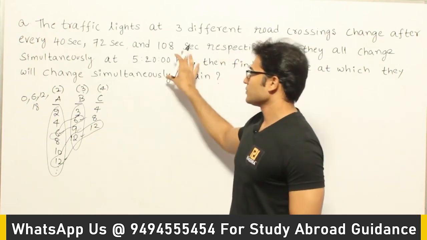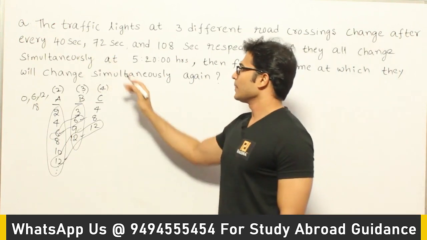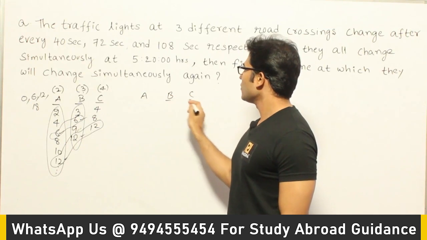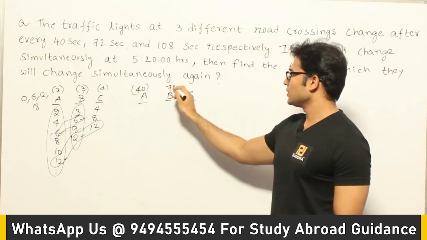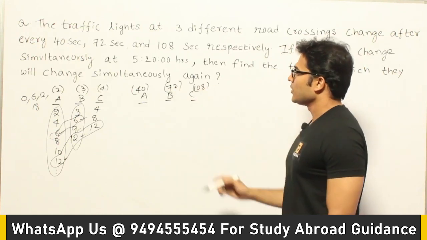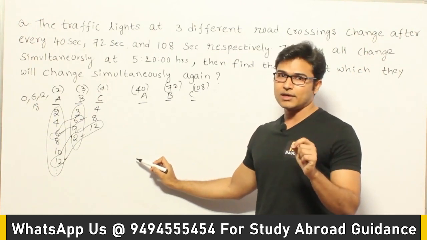So in order to solve such questions, you are supposed to find all the multiples of each one. In this case, they are saying that there are 3 lights which are A, B and C. Now how to solve it? The time period for this one is 40, the time period for this one is 72, this one is 108, right? Now you have to find all the multiples of 40, that is when it is going to be red or green again, right?